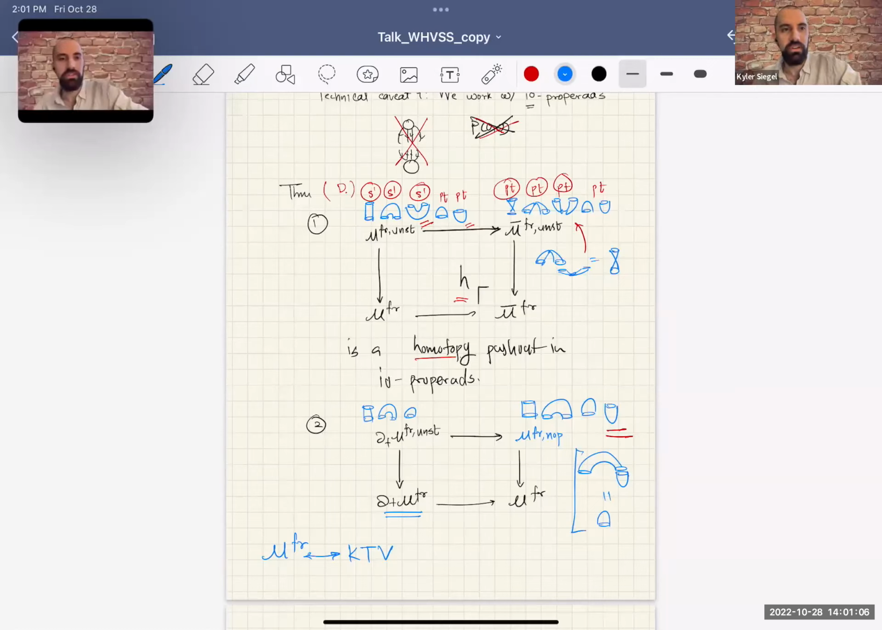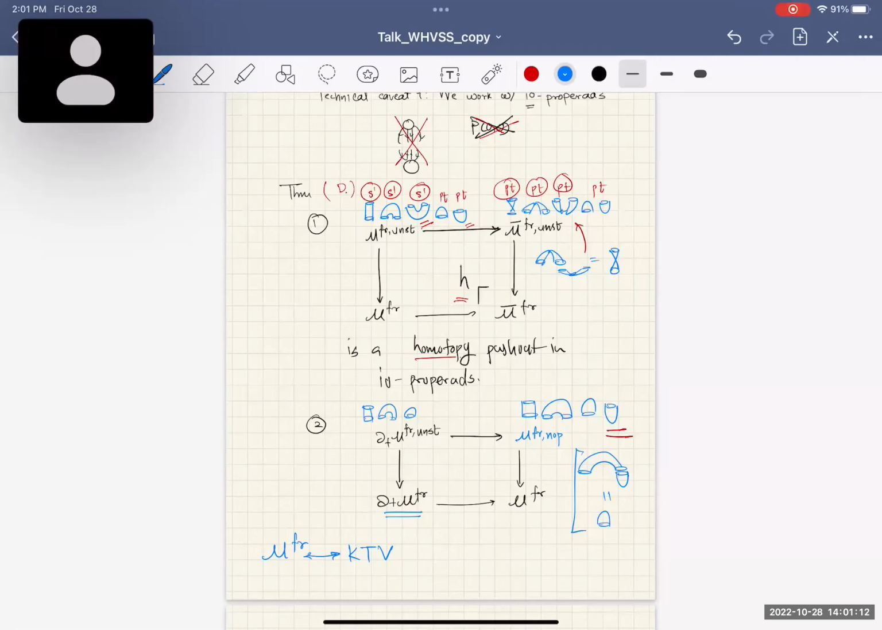Any other questions for Yash? I can ask one more. Please, go ahead. So how would you construct an action of this on something like symplectic cohomology?